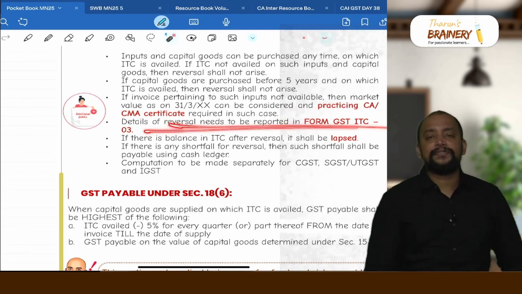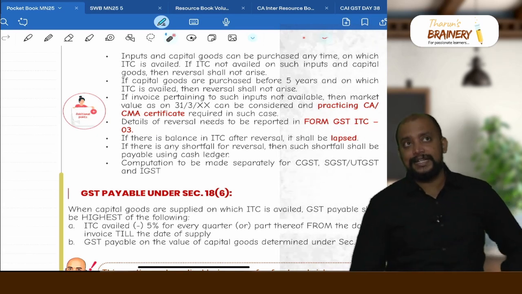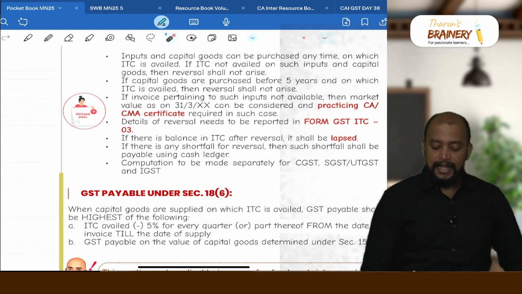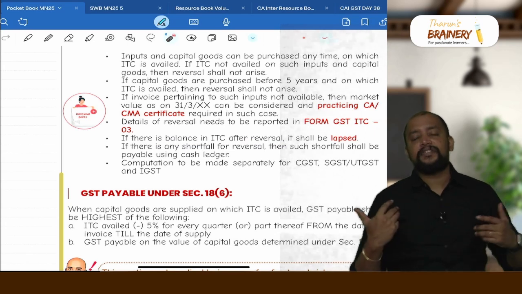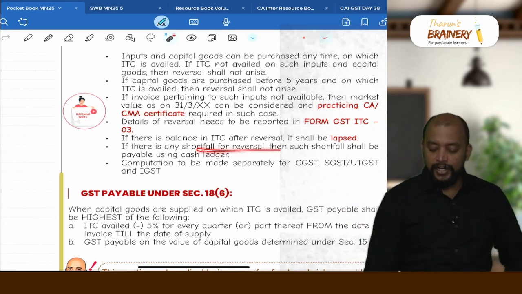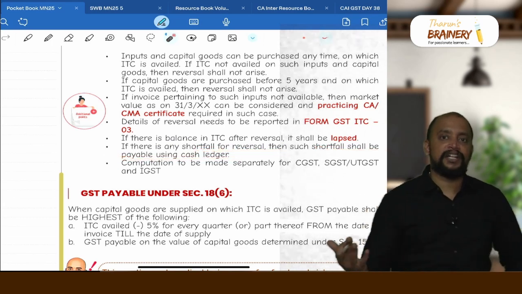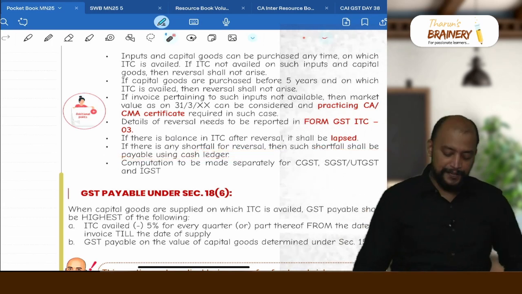And all these details of ITC reversed need to be reported in GST ITC-3. If there is any balance in ITC even after reversal, the balance will lapse. If there is any shortfall, we need to pay. The shortfall is payable through the cash ledger, and we need to do this computation separately for CGST, SGST and IGST.